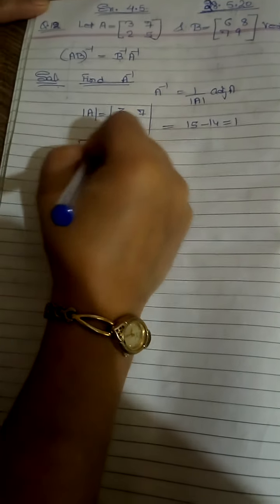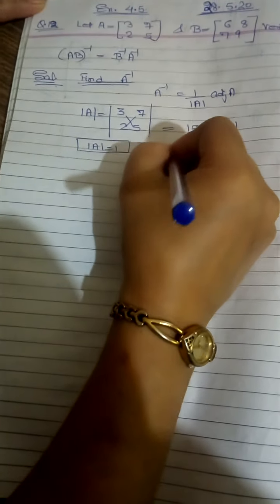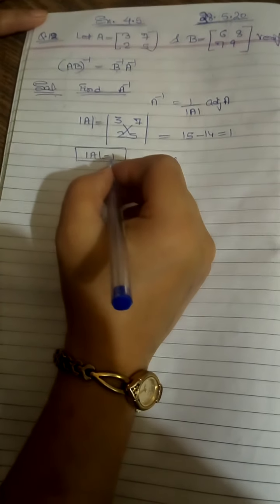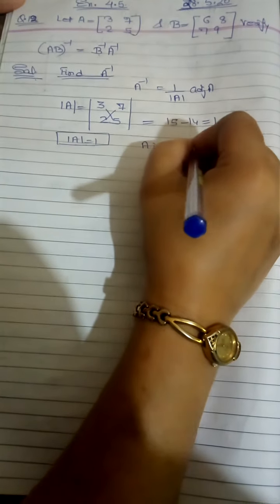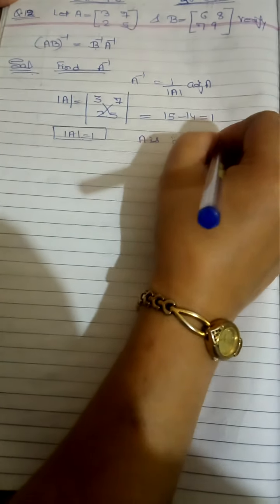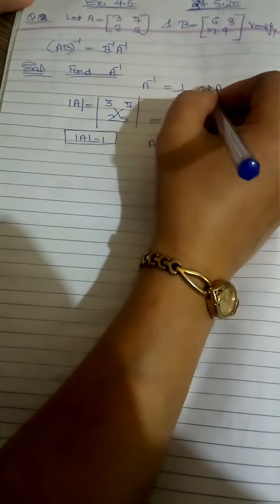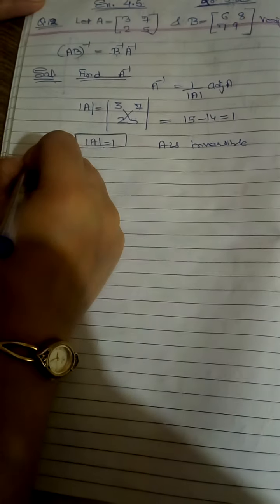This is the determinant of A, and A is invertible. Why? Because determinant A is equal to 1, that is not equal to 0. So A is invertible. We can solve this one: 1 upon determinant A into adjoint A. Now our next target is to find the adjoint A.